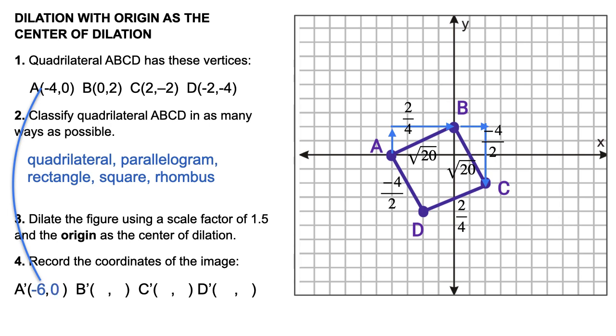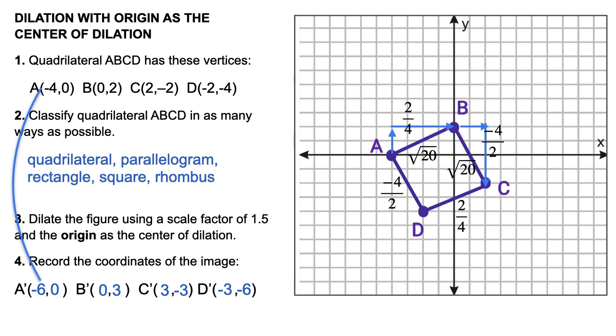B prime, we're going to multiply the coordinates of B by 1.5, the scale factor, and we get B prime has coordinates 0, 3. C prime, let's multiply those coordinates of point C by 1.5: 3, -3. And D prime, when we multiply the coordinates of D by 1.5, we get -3, -6.